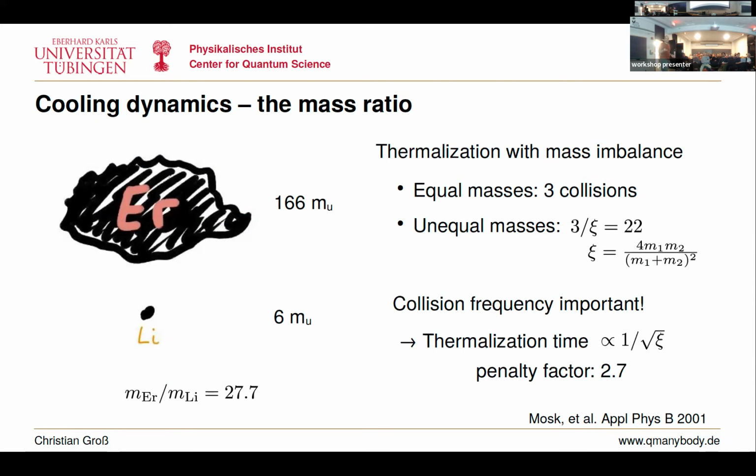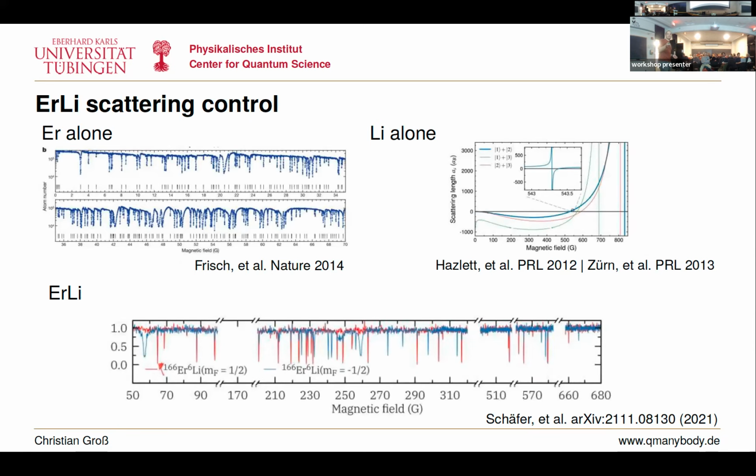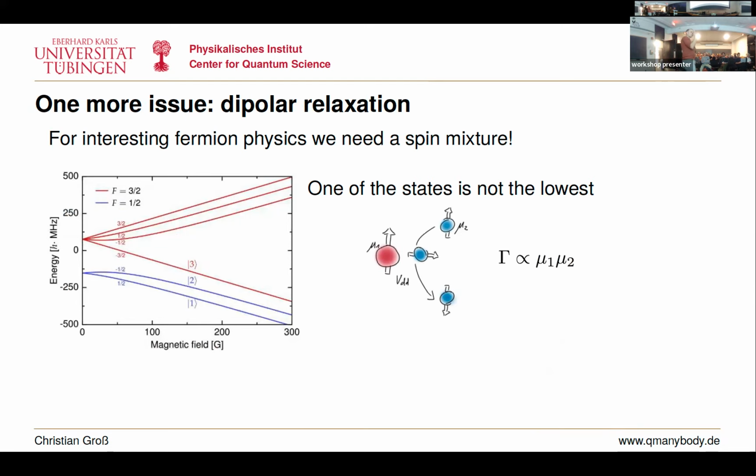And we have lots of Feshbach resonances in erbium-lithium, now measured in Japan, very recently, so that we can actually control the scattering. There's one other thing that is quite worrisome at first sight, and I'm not totally sure how well we can suppress this. This is dipolar relaxation.